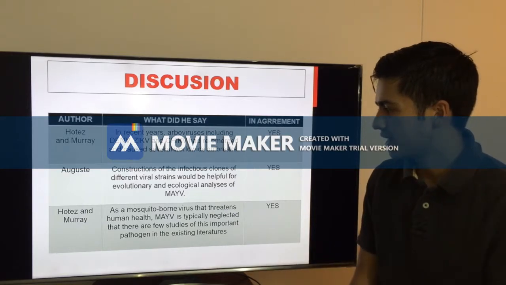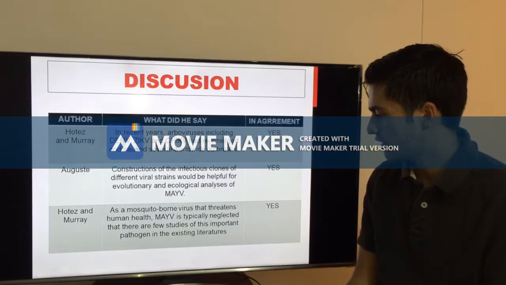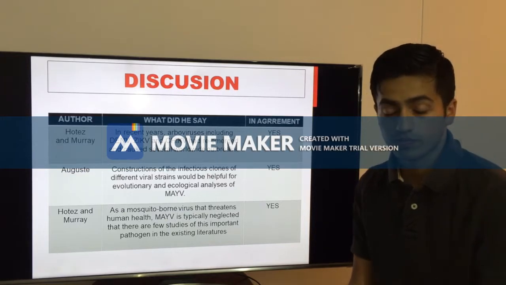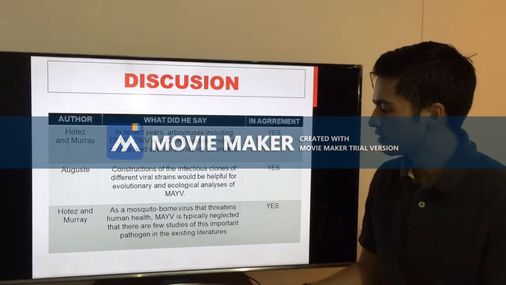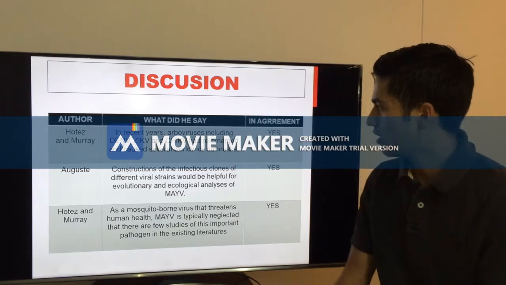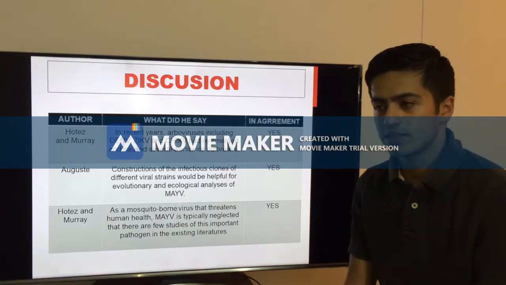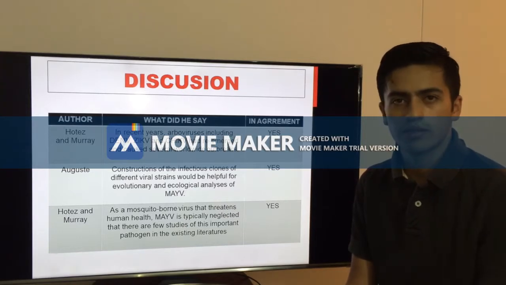Holtz and Murray also said that as a mosquito-borne virus that threatens human health, Mayaro virus is a typical neglected pathogen, and that there are few studies of this important pathogen in the existing literature. I also agree with them, and this connects because there are not many studies about Mayaro virus, and this investigation helps to know more about this virus and to prevent sickness.